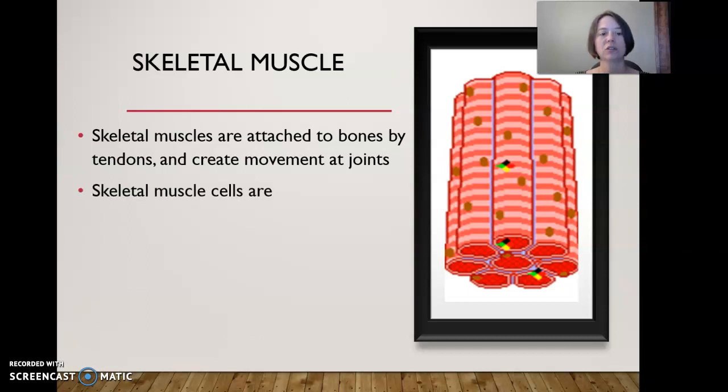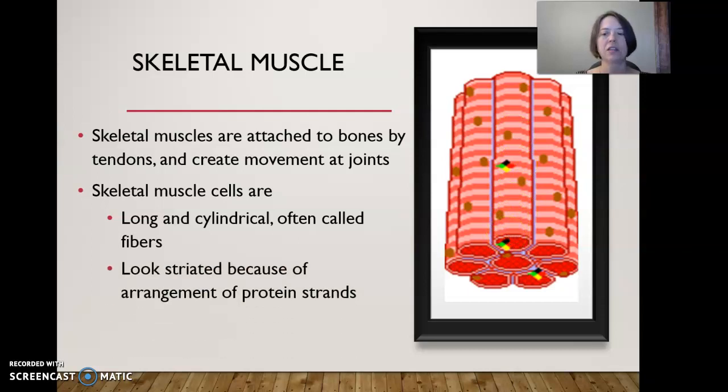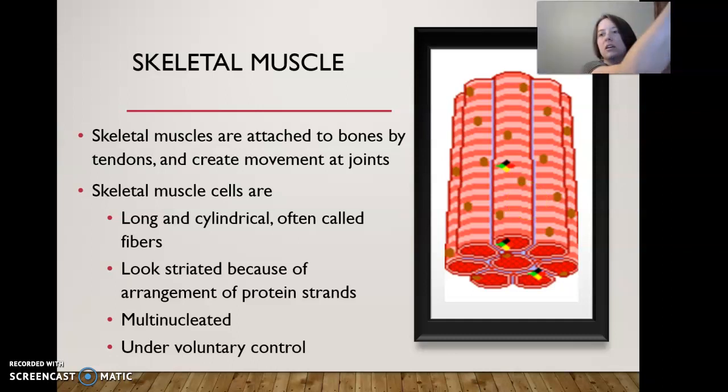Looking at the cell of a skeletal muscle, they are going to be long and cylindrical, just like this picture here. And often they call them fibers because they are so long and cylindrical. They look striated, like this picture, because of the arrangement of their protein strands in there. So they have dark and light bands. One cell or one fiber is also multinucleated. It has multiple nuclei. And it is under voluntary control, so you can flex your bicep whenever you want to.